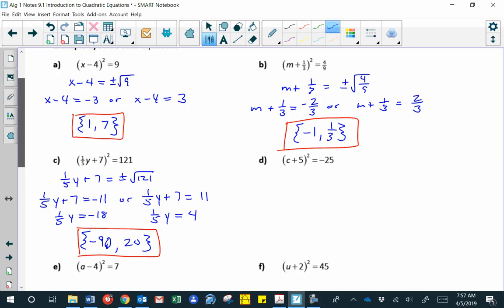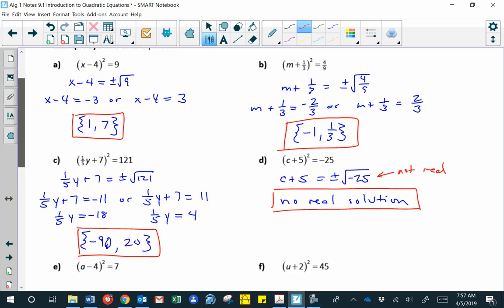In D, we can employ the same technique, unsquare both sides. But here we're taking the square root of a negative number, which is not real. So we can stop right here and say that there is no real solution. Bear in mind that we're not going to say there is no solution at all, because in Algebra 2 you will learn how to find the imaginary solutions of this equation.